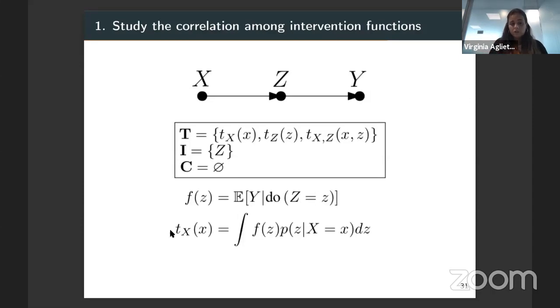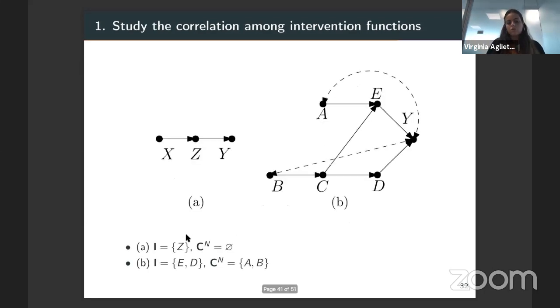The remaining functions can be obtained as an integral transformation of this f of z, with a specific distribution that is linking z, the parent, to the set x for which we are computing the function. That's it. All you actually need to do is look at the graph. For instance, here you have another example. Find the parents, e and d. Find the variables that are confounded with y, so a and b. And you know that that's a function that you need to model, because then you can express all of the functions as a transformation of that one.